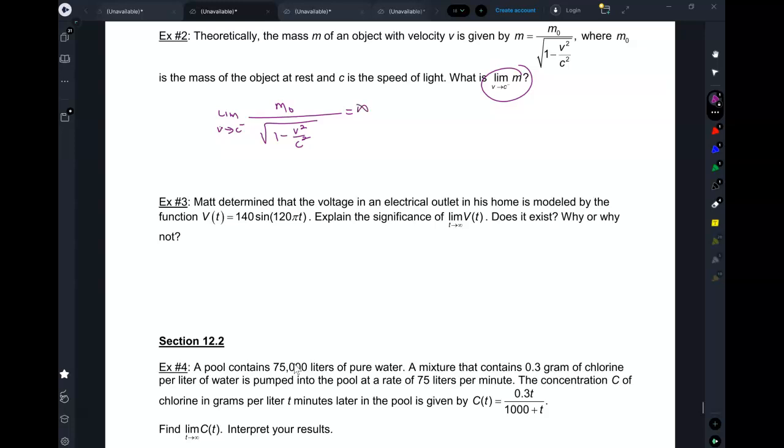I have a question. Yeah. How do you know that the v and the c are similar? Because you just know that, since v is approaching c. Okay. So as v approaches c, the mass will get infinitely large.